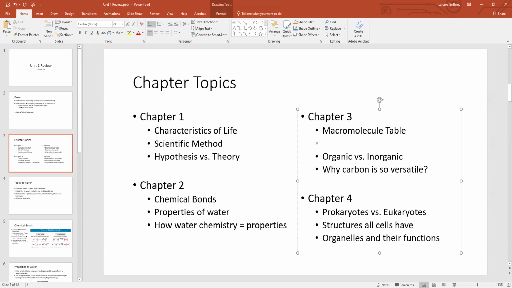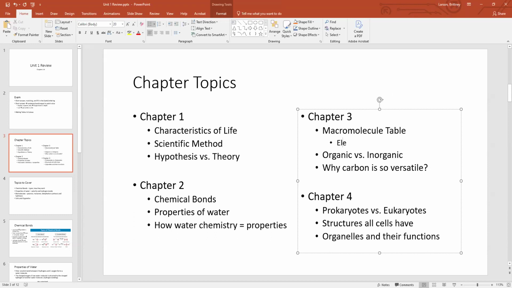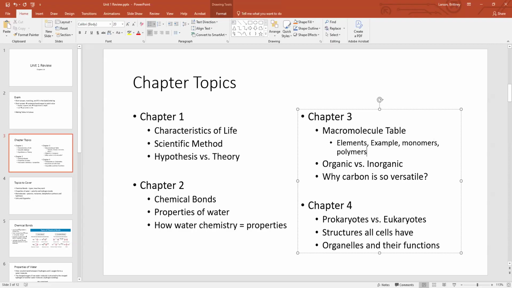For chapter three, there's the macromolecule table. You need to be able to tell me the elements, an example for each, the monomers and the polymers for each of the 4 macromolecules that we've talked about. You guys have been doing that throughout your studying, so you should be okay with that. Understand the difference of organic versus inorganic and why carbon is so versatile, because carbon plays a role in all of these macromolecules. But there is a macromolecule table on the test. That is something that is on the test.